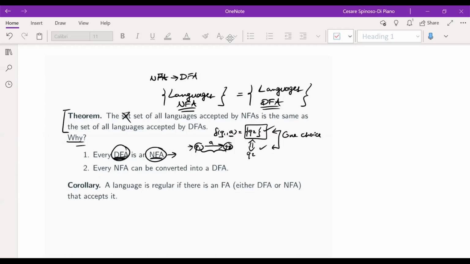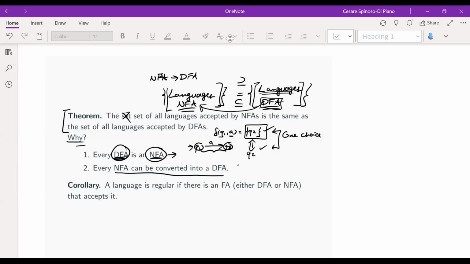Okay, so that means that if you write a DFA to accept a language, then that DFA can be converted to an NFA. So all of the languages that are accepted by DFAs are also accepted by NFAs. Okay, so that's showing this inclusion. Now, if you want to show the other way, that all the languages accepted by NFAs are also accepted by DFAs, you can prove that using the NFA to DFA algorithm.